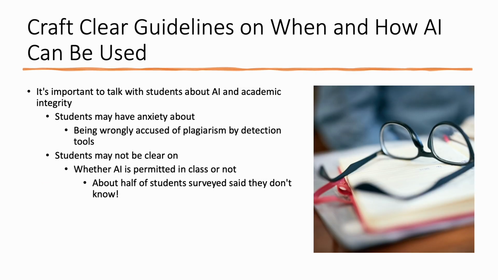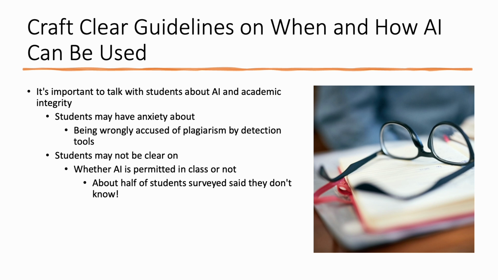Obviously, crafting clear guidelines and instructions on what you expect from your students and when and how they can use AI is important. But it's also important to talk to them about academic integrity. This is especially crucial in the age of AI, since first of all, we know that some of our students forget to read the syllabus and instructions, but also because some of our very good students may have even anxiety of being wrongly accused of plagiarism by the crime detection tools. And also because our students may not be even clear on whether AI is permitted in class or not.